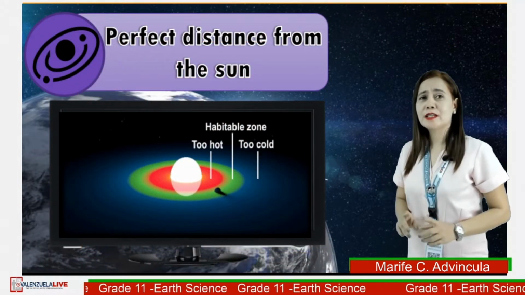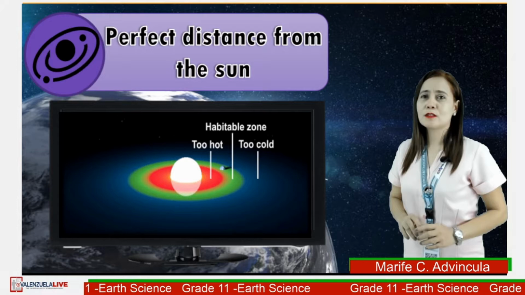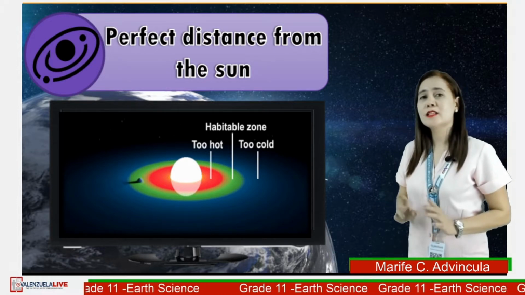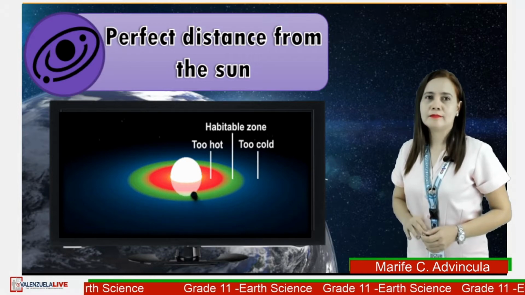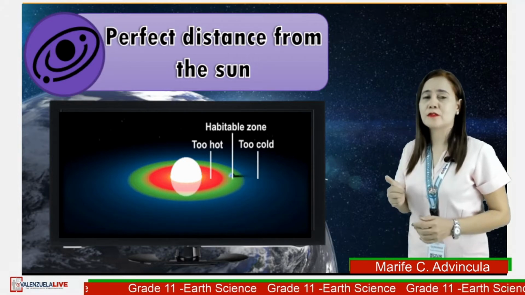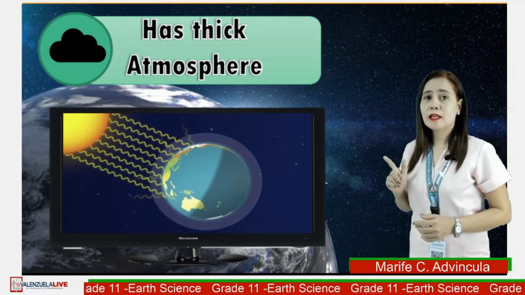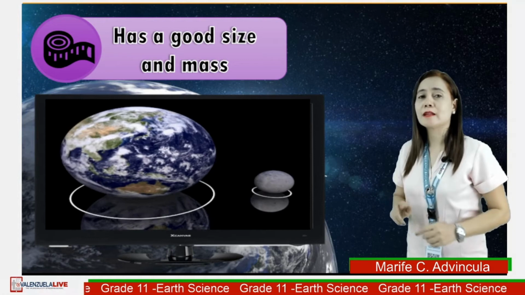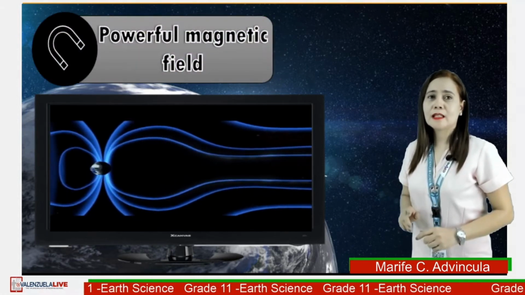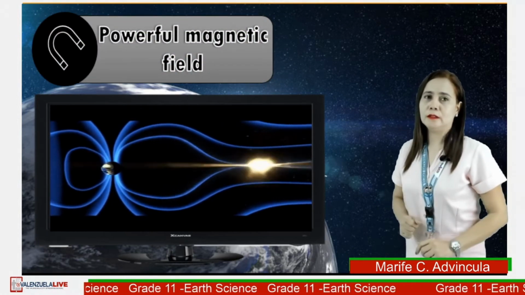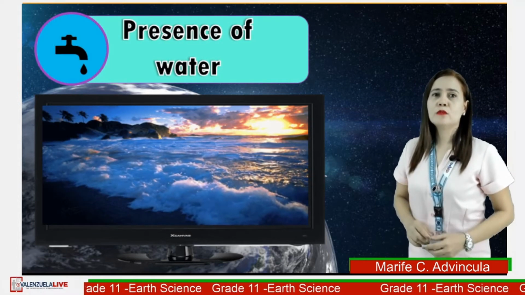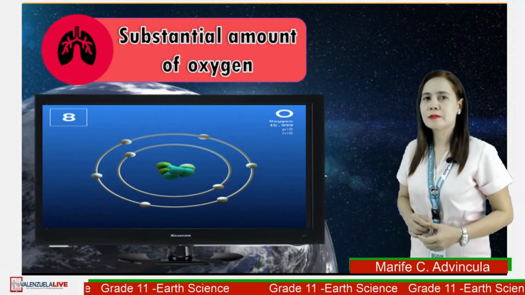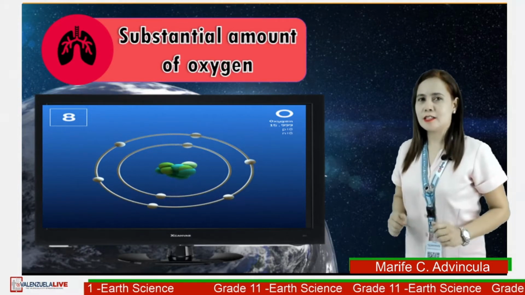All of the words that you identified represent why Earth sets itself apart from the other planets in the solar system. First, it has a perfect distance from the sun. Second, it has a thick atmosphere. Third, it has a good size and mass. Next, it has a powerful magnetic field. Moving on, the presence of water. Lastly, it has a substantial amount of oxygen.